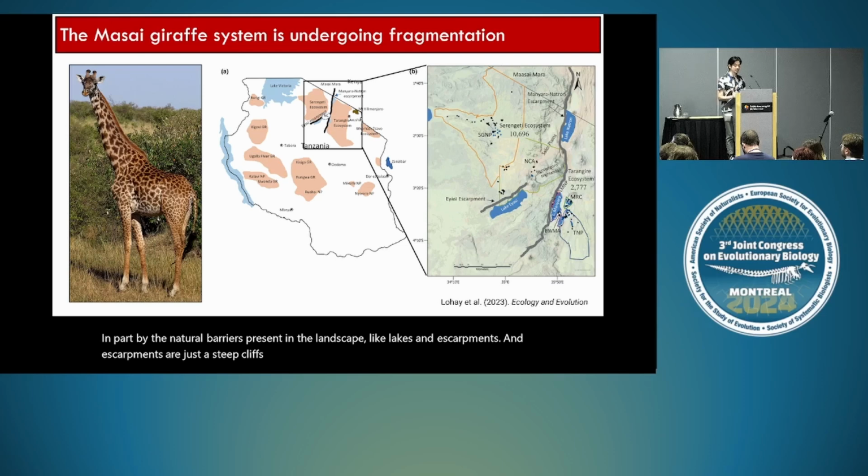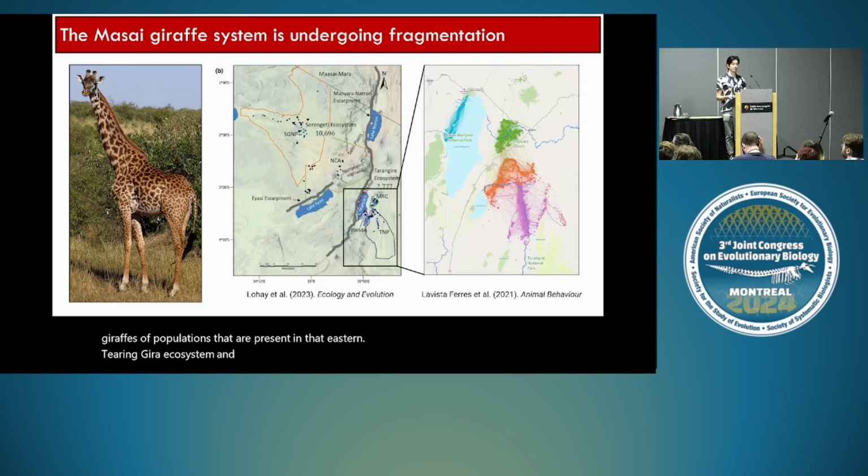And these escarpments separate the population into an eastern ecosystem, which is the Tarangire, and the western ecosystem, which is the Serengeti. And the western populations are in a protected national park, but the eastern populations are not, and they face encroachment from human settlements and inroads, as well as other anthropogenic pressures. And so therefore, we're interested in the Maasai giraffe subpopulations that are present in that eastern Tarangire ecosystem.